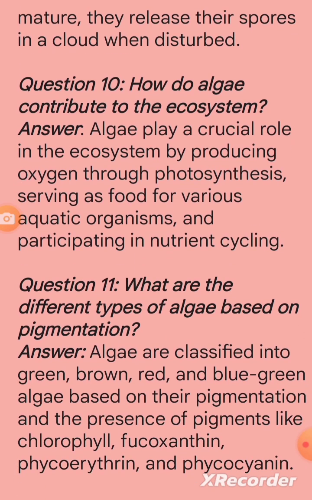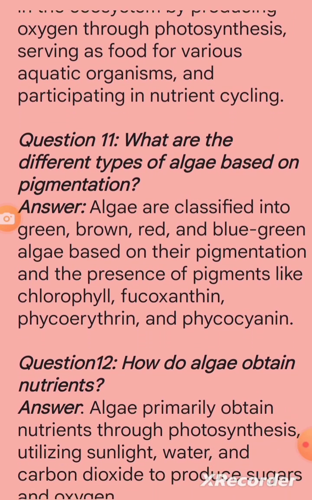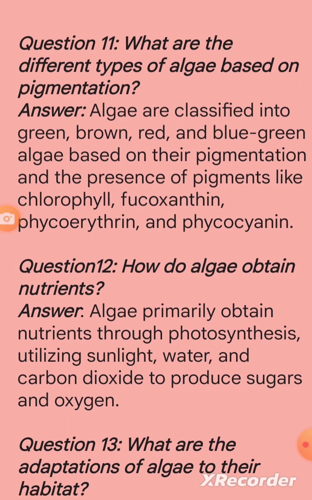Question 11. What are the different types of algae based on pigmentation? Answer. Algae are classified into green, brown, red, and blue-green algae based on their pigmentation and the presence of pigments like chlorophyll, fucoxanthin, phycoerythrin, and phycocyanin.